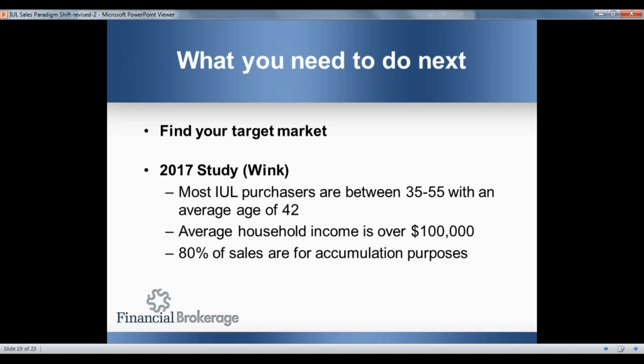So as an agent or advisor, what do you need to do next? Now, first, you need to find your target market. Who are we going to talk to about this concept, right? And if we go back to that study from 2017, we know that most purchasers of index life are between 35 and 55. The average age is 42. Household income in six figures. And we know that, of course, 80% of the IUL sales are for accumulation purposes.